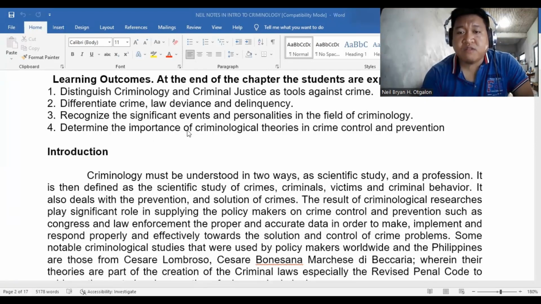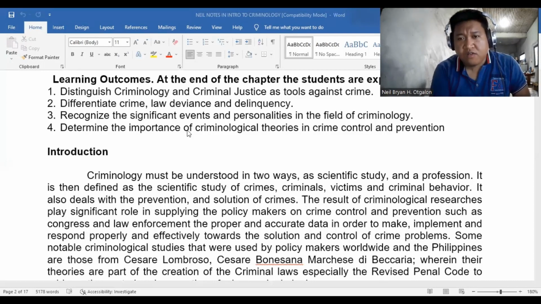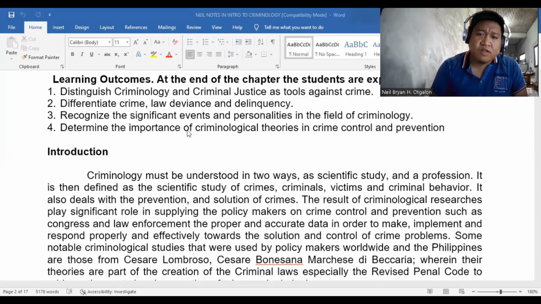determine the importance of criminological theories in crime control and prevention. Theories are sets of ideas that explain something. Specifically in criminology, criminological theories are sets of ideas that explain the cause of a crime, and why people violate the law. After you conduct your study, you may use your result to make your theory or explanation of something. That is how theories are important.